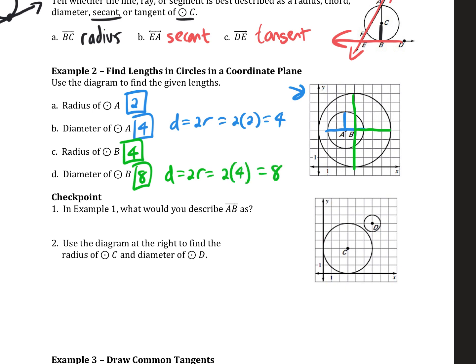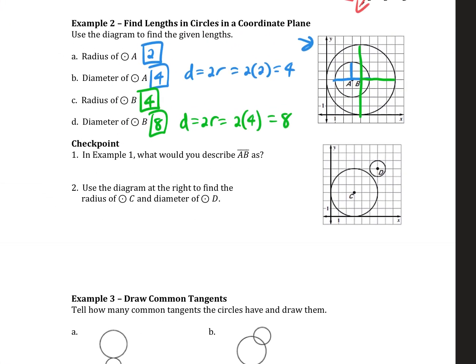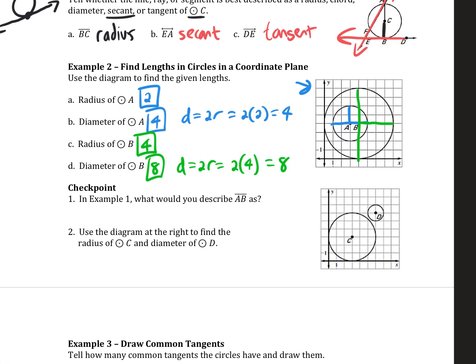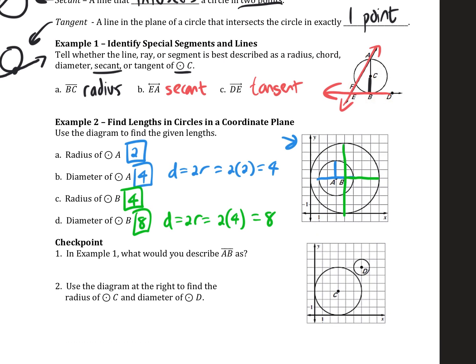Okay? All right, we have some checkpoints here. It says, what would you describe AB as in example 1, which is up here? And also, find the radius of C and diameter of D in the diagram to the right. Go ahead and pause the video, see how you do. Okay, example 1, AB is this right here in this first diagram. What is that? That is a diameter. It's all the way across.